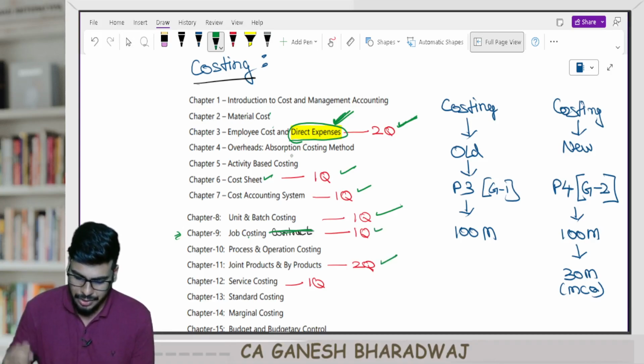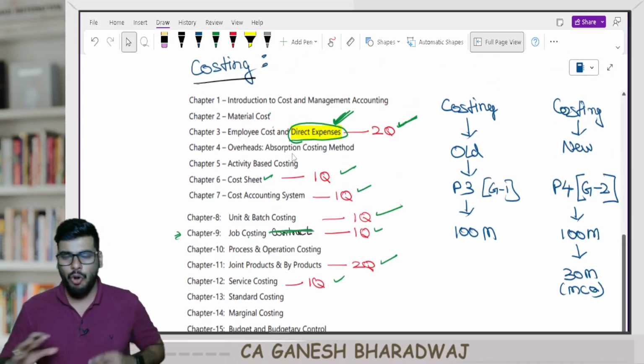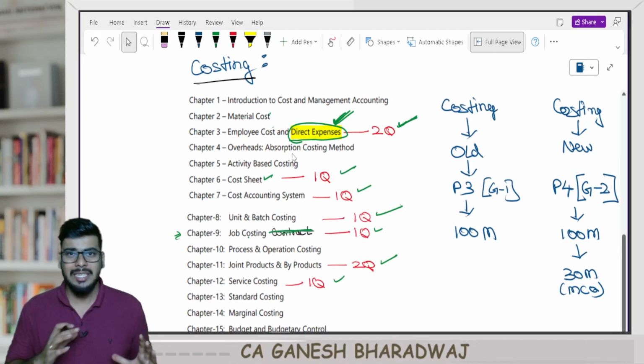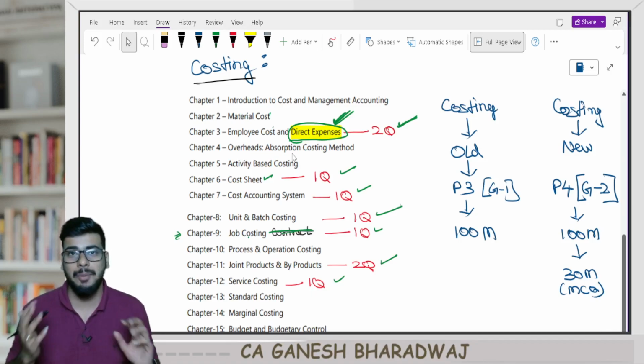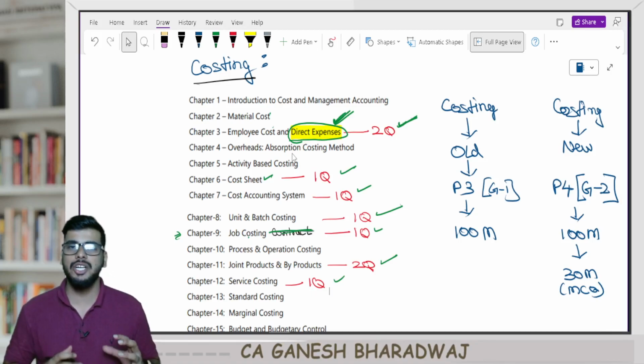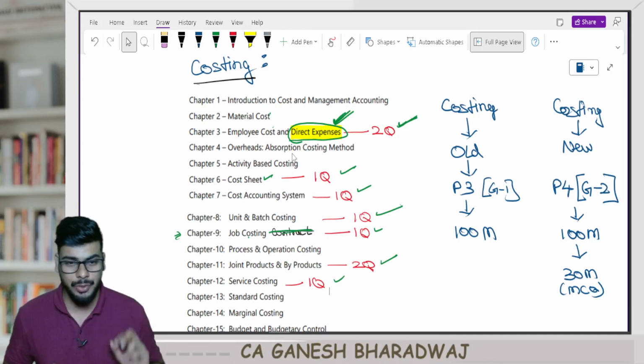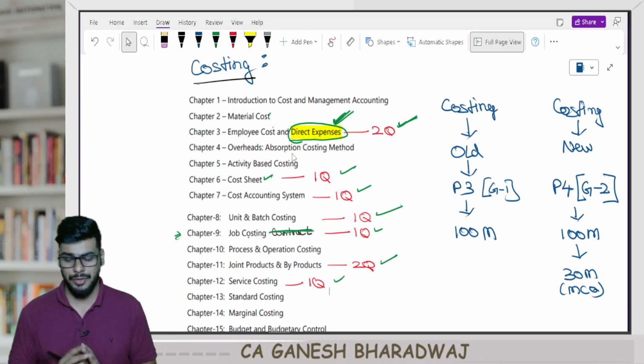Joint and byproducts, 2 questions extra. Service costing, 1 question extra. So overall, these are the changes with respect to the number of questions that have been included and deleted from the new syllabus study material. Are you clear with this?